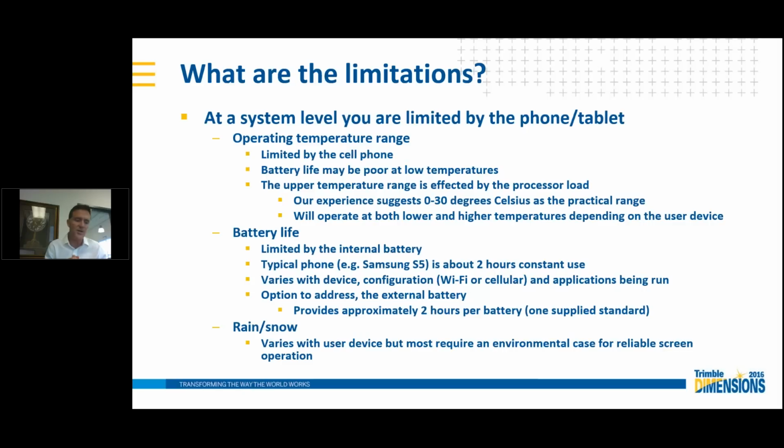So you won't see in any Trimble documentation how long you're going to be able to work in the field, because there are hundreds of different devices that you can take into the field with you. The battery life is limited by the internal battery. We've got an example here of a Samsung S5, which is about 2 hours. It does vary with devices, whether you're on Wi-Fi or cellular, and the applications that you're running, how much of a burden they're putting on the processing power of your smartphone. And there is the option to add external batteries to extend that time. Rain and snow, again, are you going to take it into the field? It's up to you, based on the phone or the tablet you're carrying with you.